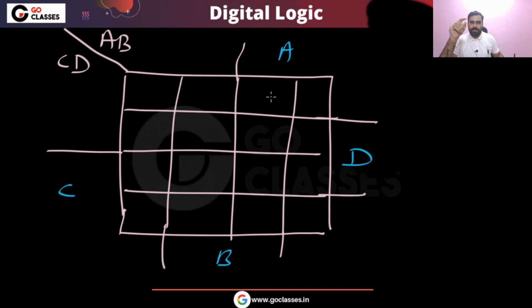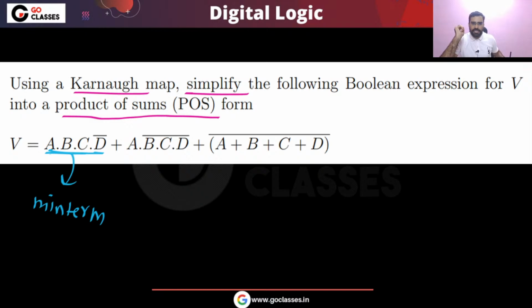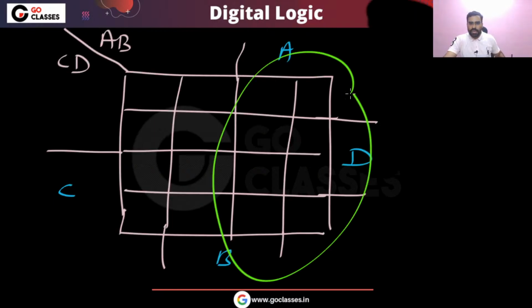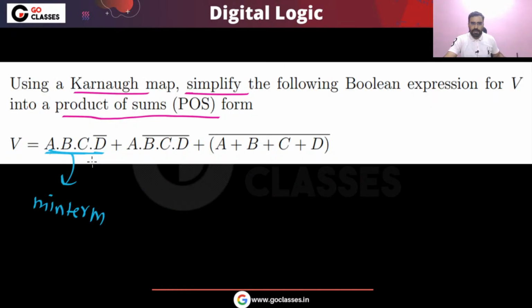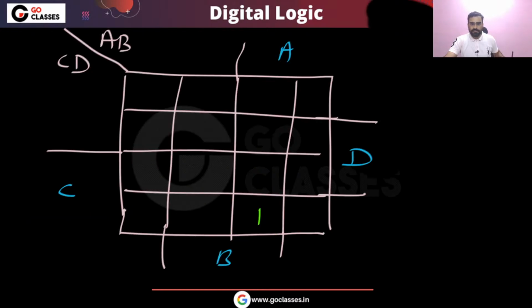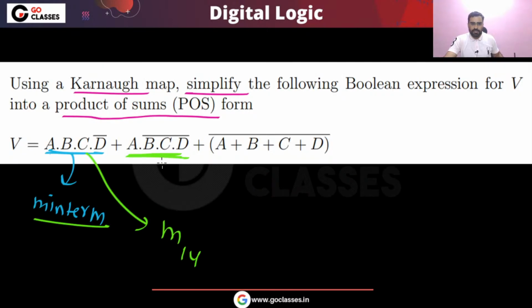I'm filling this K-map using one entries. You can notice a b c d bar. This is the area of a, this is the area of a b, this is the area of a b c, and this is the area of a b c d bar. So this will be 1, because a b c d bar is the min term 14. Very simple. And tell me about this one. What is this one? This is saying a b c d bar.